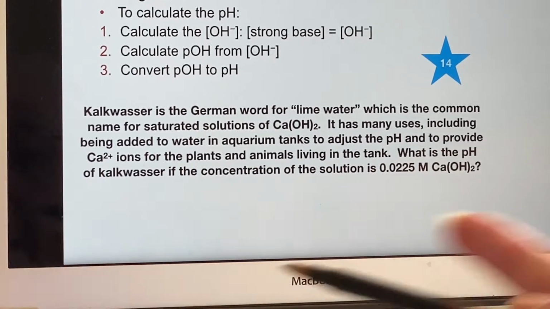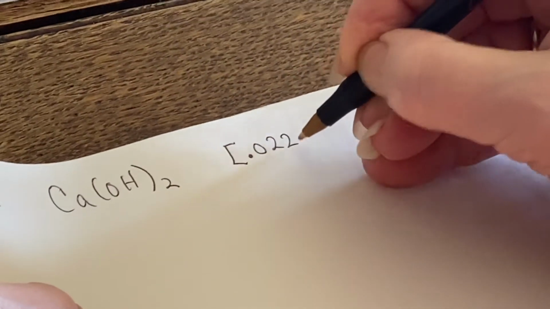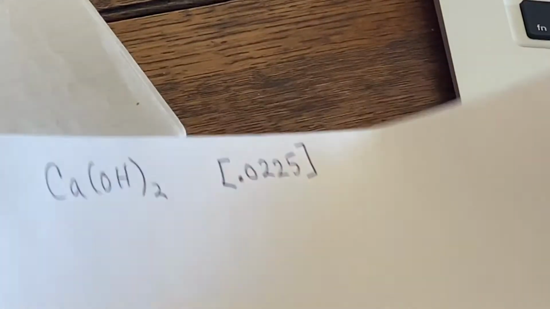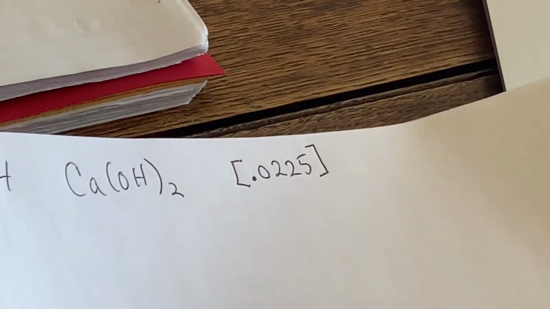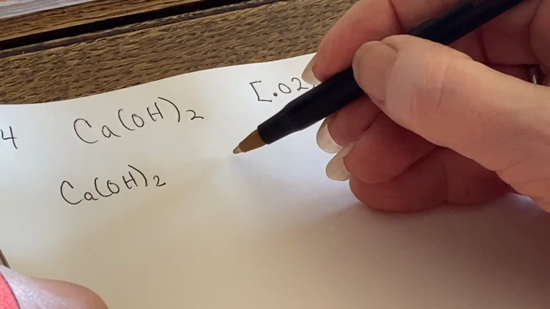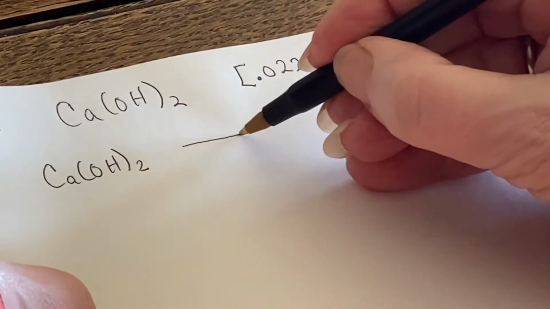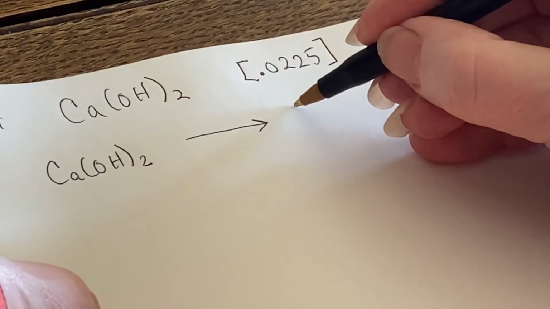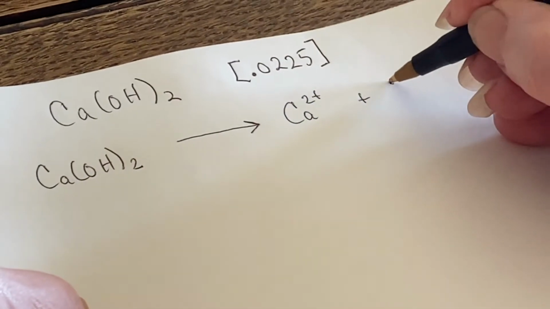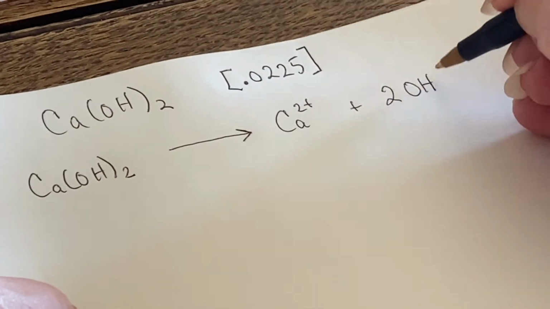Okay. My concentration then is going to be 0.0225 molar. That's my concentration. I'm thinking about it. All right. What happens if I dissolve it in water? It's going to fall apart, and I'm not even going to put the water in here. I'm just going to go ahead and say it can fall apart into calcium ions, and it would form 2 hydroxide ions.